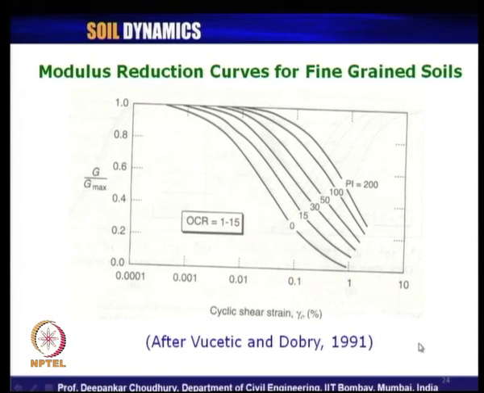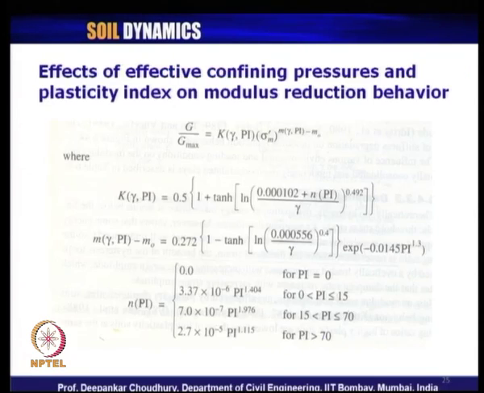So, that is why the limitation of any particular test must be known, rather than using these curves blindly for analysis or design. Now, what are the effects of effective confining pressure and plasticity index on the modulus reduction behavior? This relation has been given: G by G max can be computed using this expression.